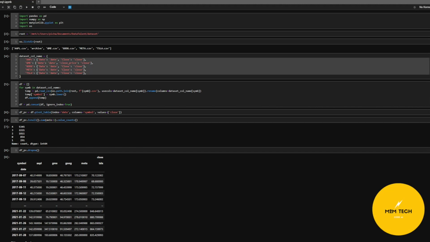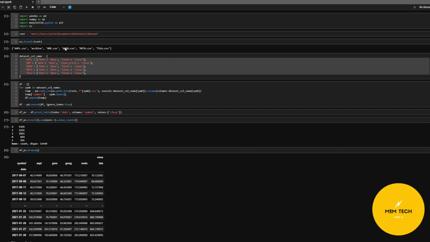Hi, today I'm going to talk about my first capstone project for the DataTalent program. So in this project, I'm going to investigate whether a simple buy and hold strategy is better than using moving average to make a decision to buy or sell stocks. For the dataset, I use 5 stocks, which are Apple, GameStop, Google, Meta, and Tesla.